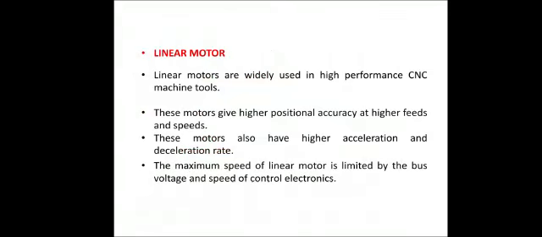Next type of motor is the linear motor. Linear motors are widely used in high performance CNC machine tools. These motors give higher positional accuracy at higher feed and speed. These motors also have high acceleration and deceleration rates. The maximum speed of the linear motor is limited by the bus voltage and speed of the control electronics.